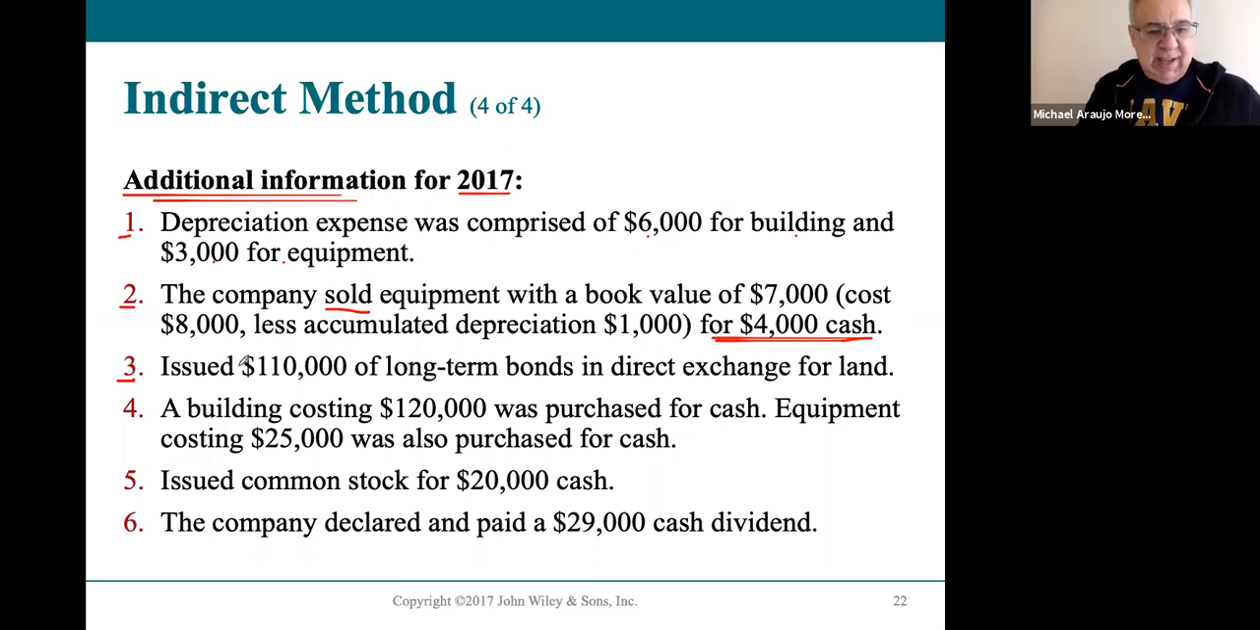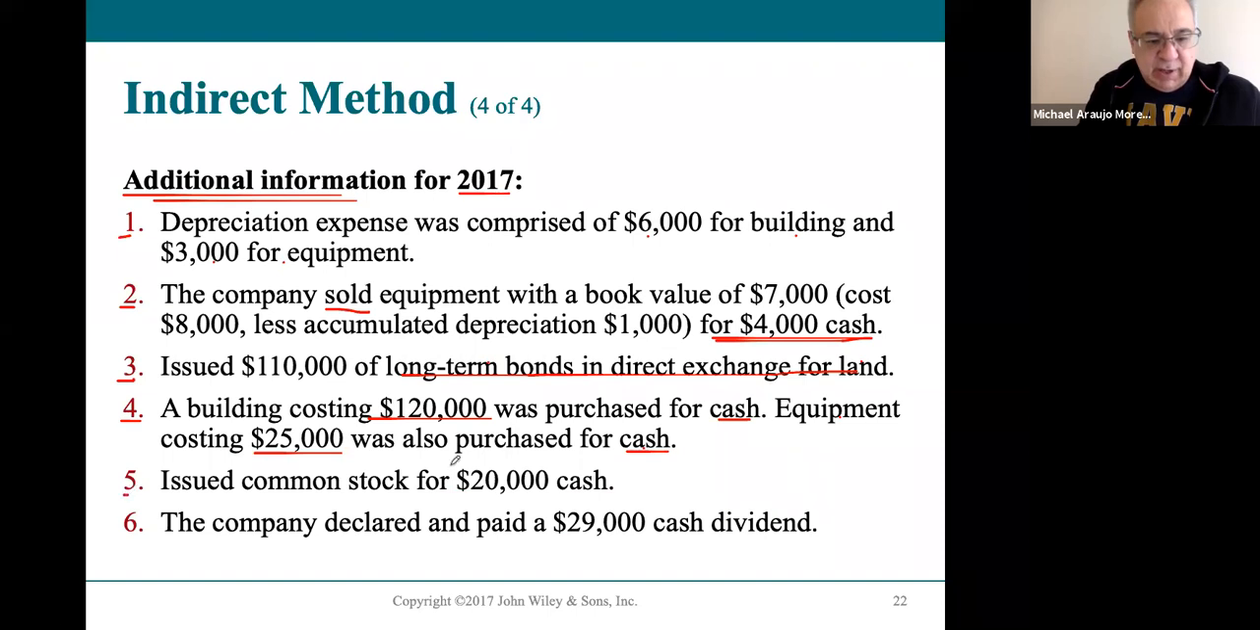The third thing is they issued $110,000 of bonds for land. So this land that they bought it with bonds, no cash. It's a non-cash transaction that we talked about last objective. The fourth note is we bought a building of $120,000. We bought that for cash. We also bought $25,000 of equipment for cash. Again, need to know we used cash for that.